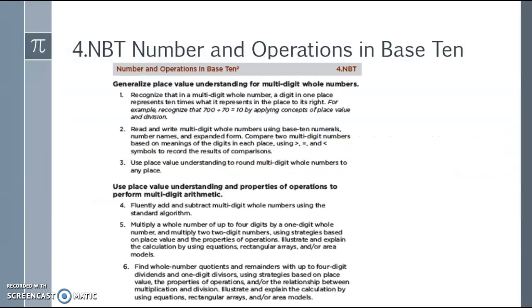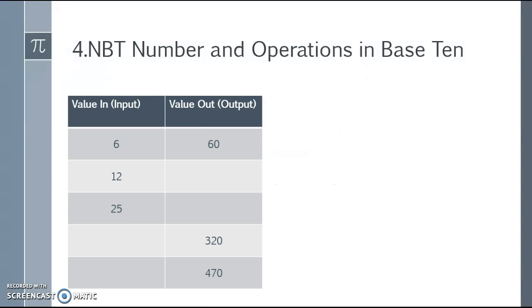Moving on to operations in base 10, there's a lot of things happening here. We're still going to add, subtract, multiply, and divide. We're going to take it a step further than we did in 3rd grade. So let's start with an input and an output table. I want to know, how do we get from the input to the output? What is the operation that we're doing?